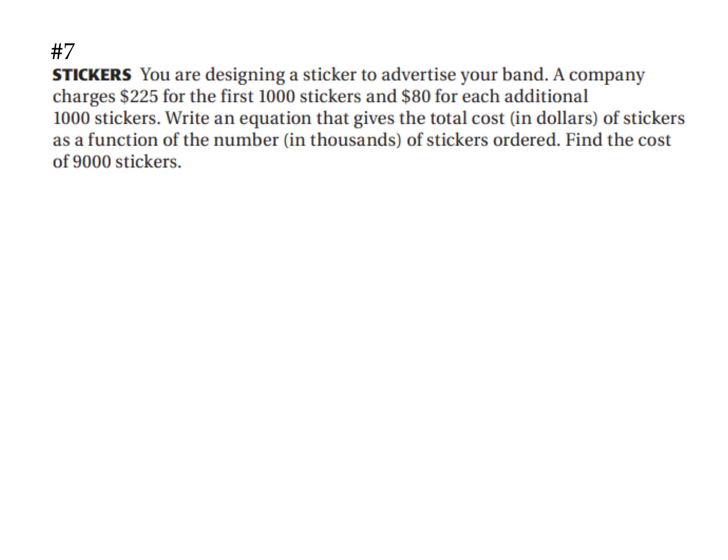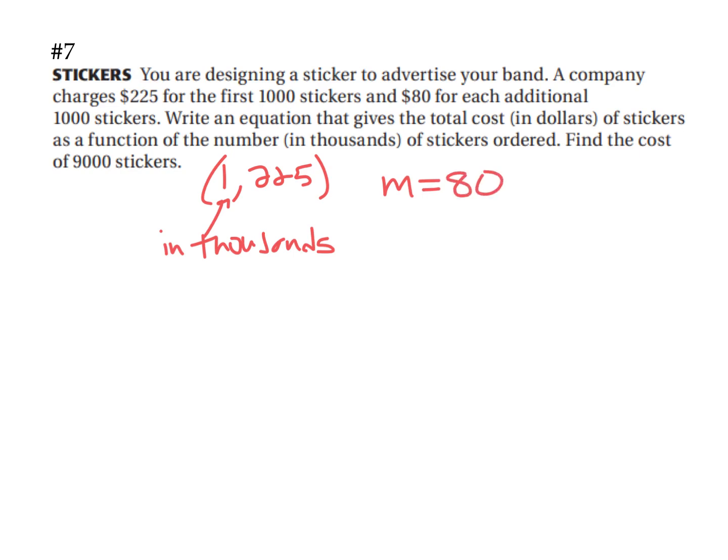A point. We have a point here, (1, 225). I'm going to say this is in thousands, okay? So this is really 1,000. It's just going to make it easier instead of writing 1,000 in there, 1,000, 225. So 1,000 stickers, so we're writing this in thousands, all right? And $80 for each additional 1,000 stickers. So that's our slope. Our rate of change is 80, the cost per 1,000 stickers. So it's $80 for every 1,000 stickers.